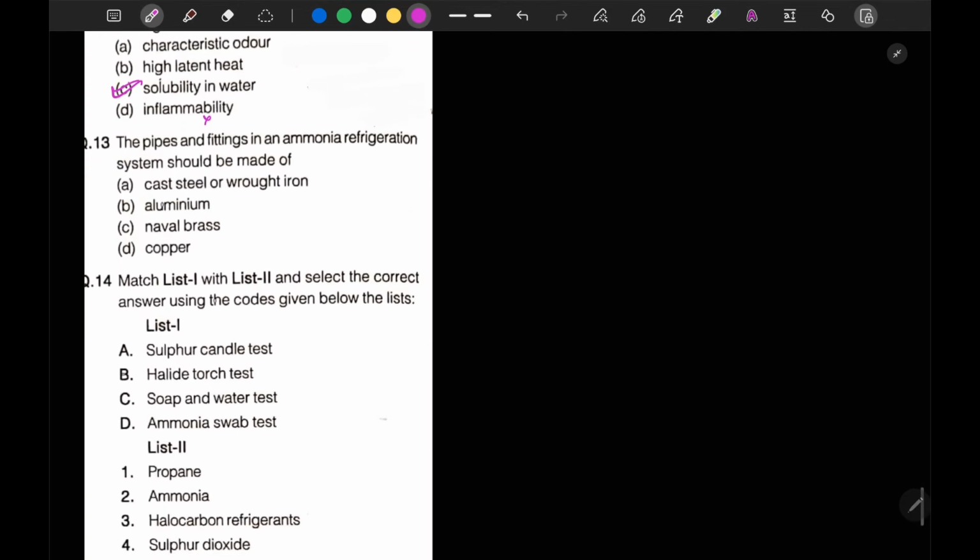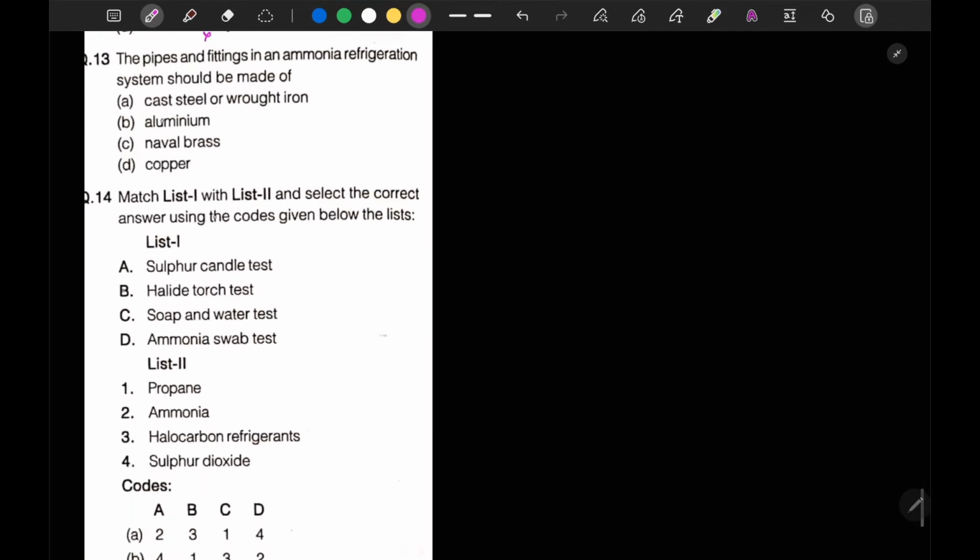Moving to the next question, number 13. The pipe and fitting in an ammonia refrigeration system should be made of what? You know that ammonia reacts with copper and is favorable to wrought iron. So this should be either cast steel or wrought iron.